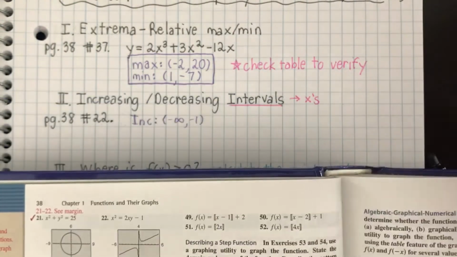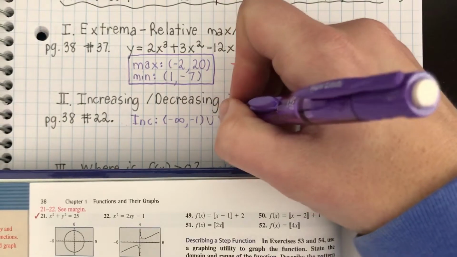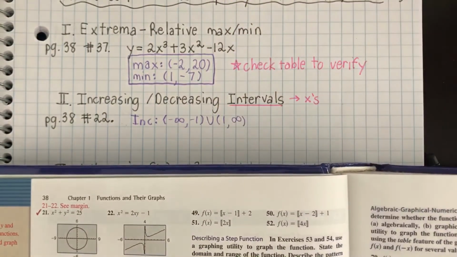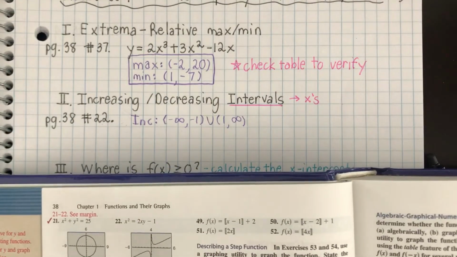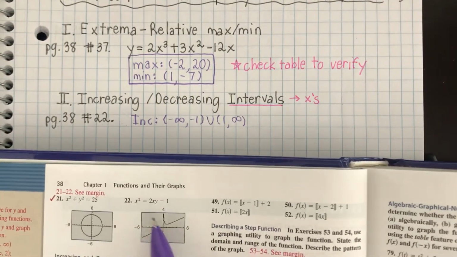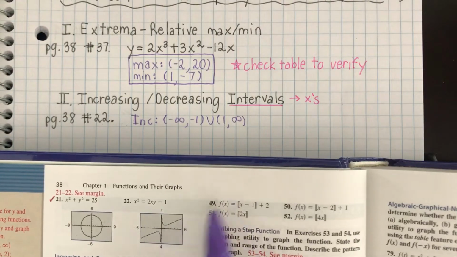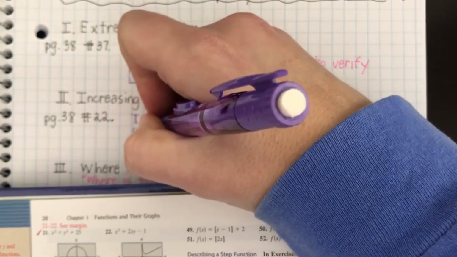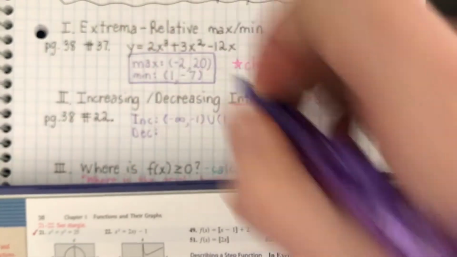So then that's union with, from 1 to infinity, I start increasing again here. So from 1 to infinity, I start increasing again. So let's talk about the decreasing interval.